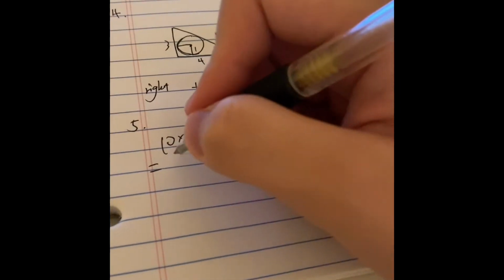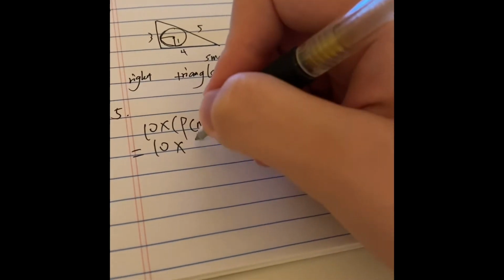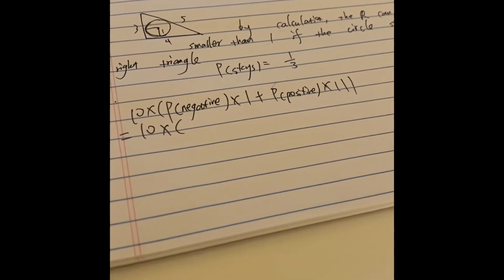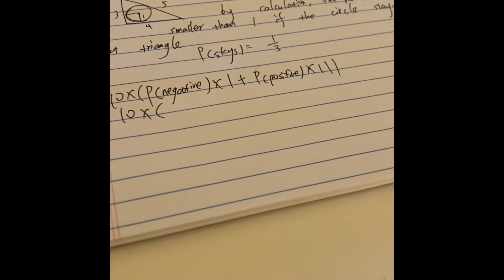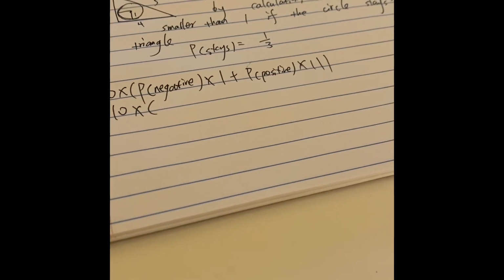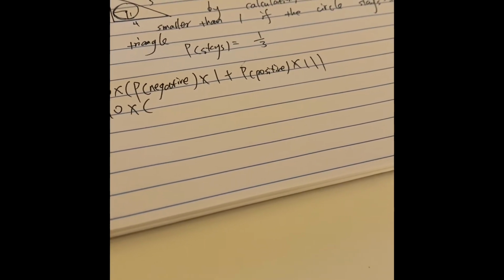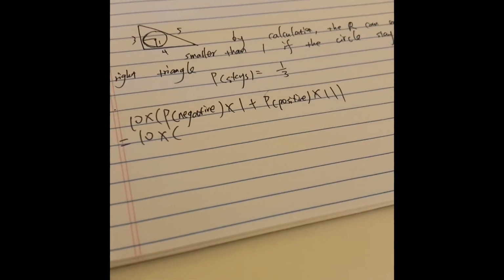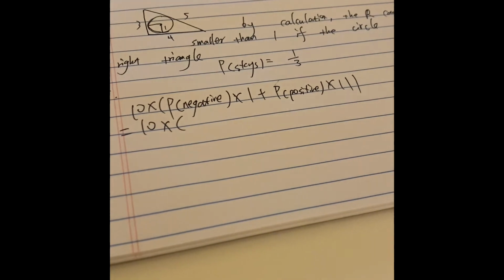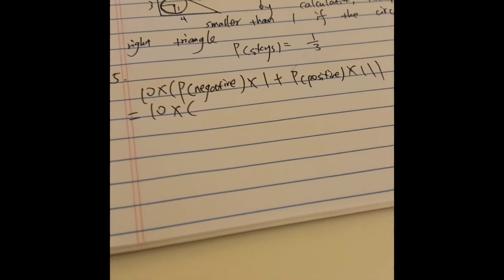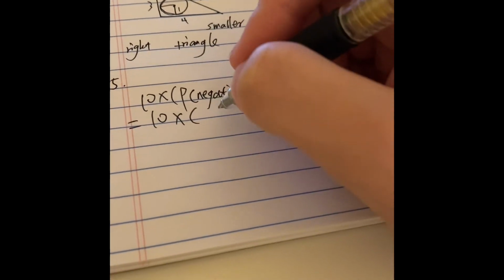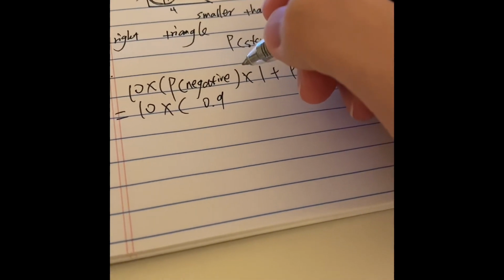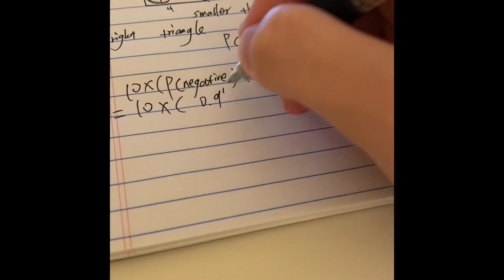Let me see, 10 times the probability of negative. If it's negative, which means all of the 10 people are negative, and because the probability of positive equals 0.1, we want all of them to be negative. It's the tenth power.